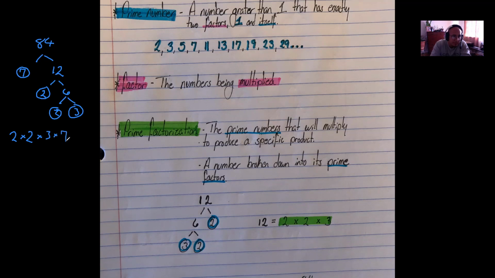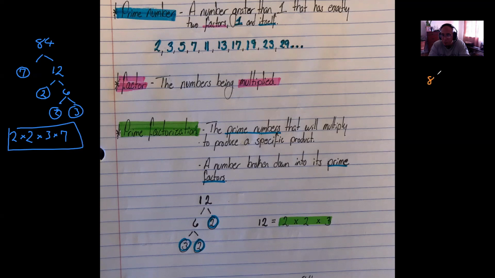This is the same thing as 84, but 84 expressed as only prime numbers. How do I know that? Well, 2 times 2 is 4. 4 times 3 is 12, and then 12 times 7 is 84. This works out. I can go the other way. 7 times 3 is 21. 21 times 2 is 42. 42 times 2 is 84. Again, it works out. Well, what if I went a different route?